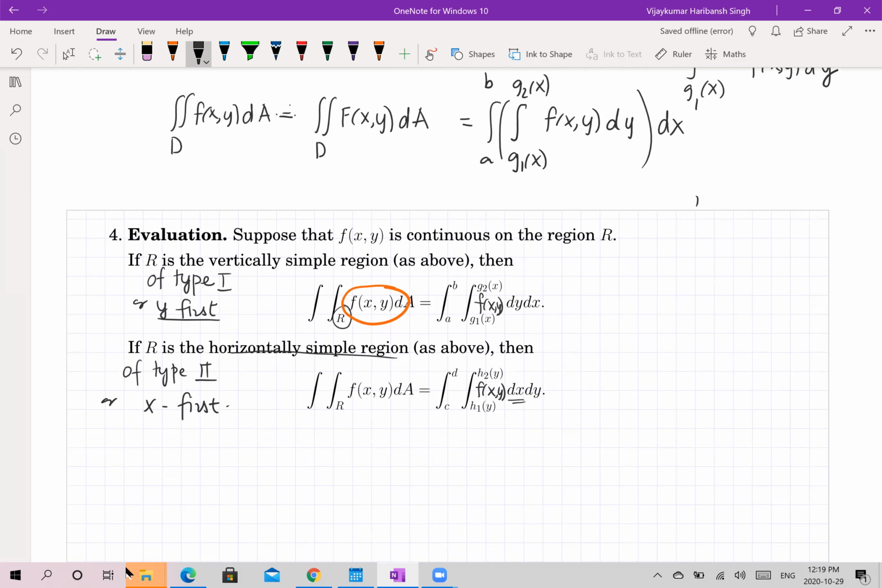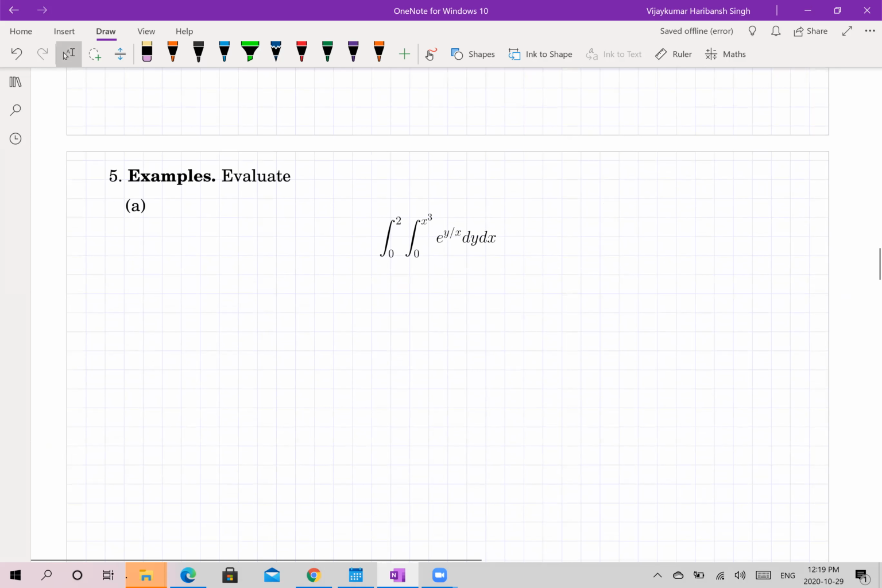So now that we have this idea, let's proceed on doing some examples. So let's have the following. We want to integrate this. So evaluate this integral.